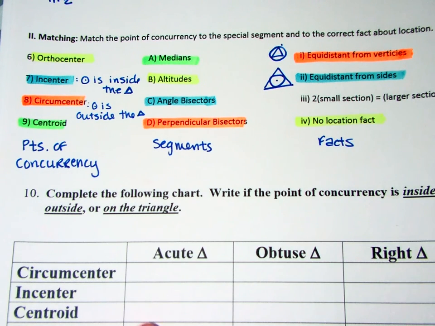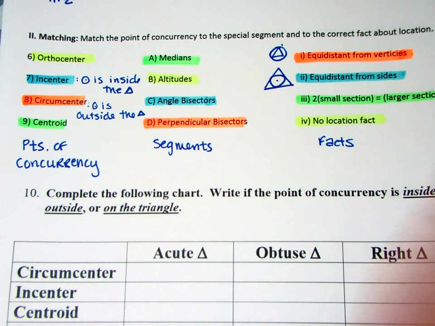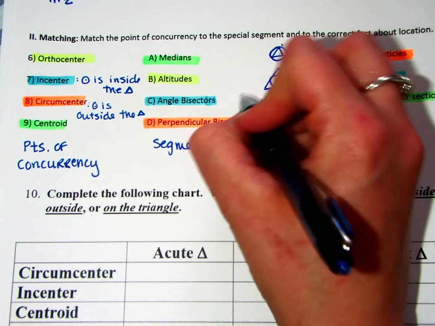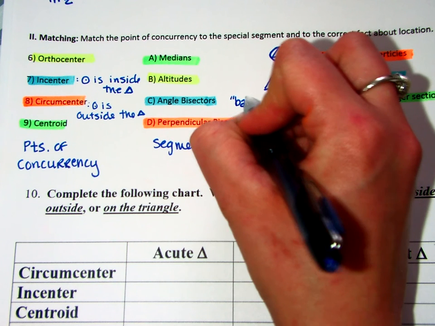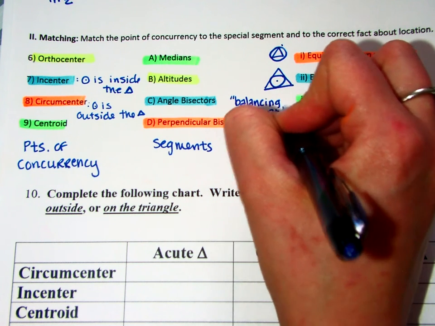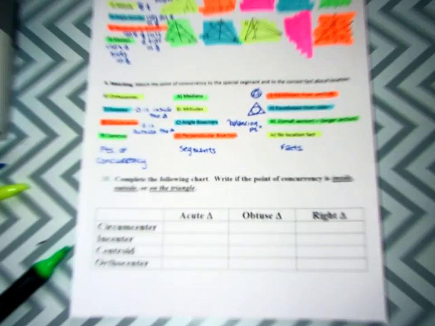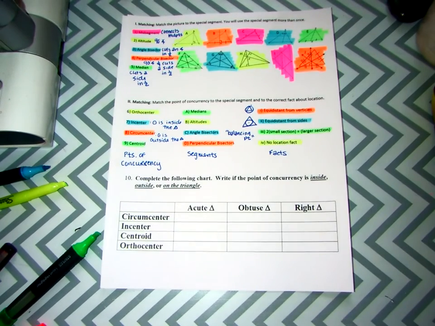And lastly, we have the centroid, and the centroid is created by intersecting all the medians. The smaller section of the median is half the size of the larger section. But another very important fact about the centroid is that it's referred to as the balancing point of a triangle.